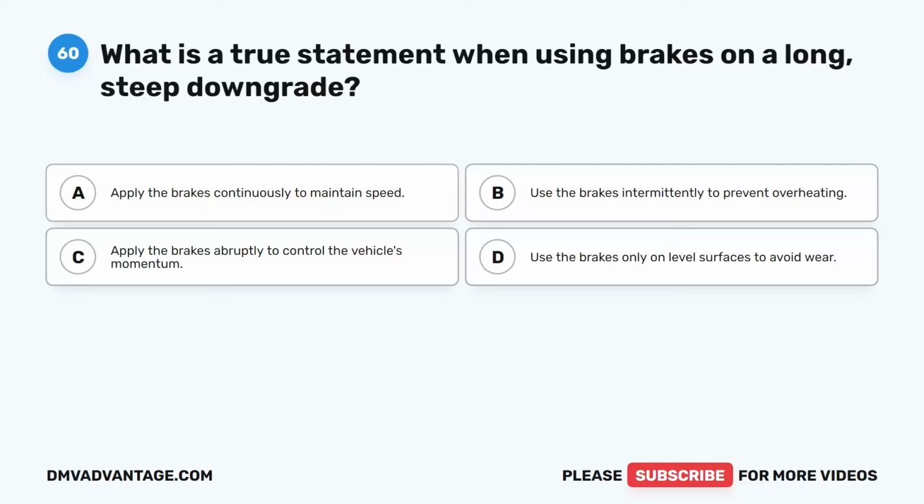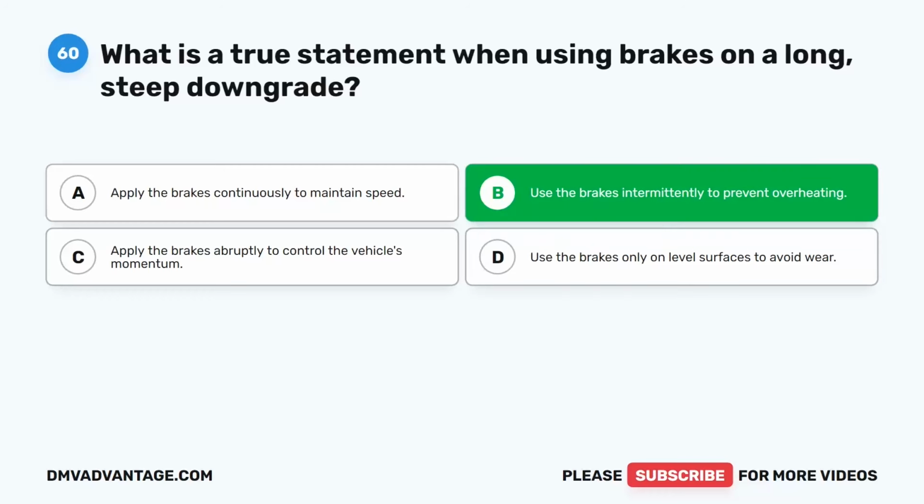Question 60. What is a true statement when using brakes on a long, steep downgrade? A. Apply the brakes continuously to maintain speed. B. Use the brakes intermittently to prevent overheating. C. Apply the brakes abruptly to control the vehicle's momentum. D. Use the brakes only on level surfaces to avoid wear. The correct answer is B. Use the brakes intermittently to prevent overheating.